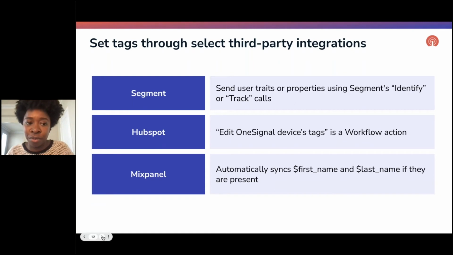Finally, I did want to quickly review some of our third-party integrations that allow you to send your data tags to OneSignal. Our Segment integration allows users to send traits or properties using, I think it's Segment's identify or track calls. Then our HubSpot integration has an edit OneSignal devices tags workflow to send them to OneSignal. And within Mixpanel, you can automatically sync the first name or last name if they are present in that database or that Mixpanel integration that you have. So these are nice ways to easily send those data tags to OneSignal as well.